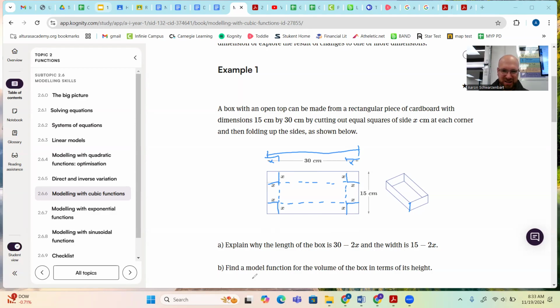Then it says write a function that models the volume. Well, volume is length times width. The height of the box, when I fold it up, this dimension here is x. So this is my model for the volume of the box. I don't need to do anything further with that.